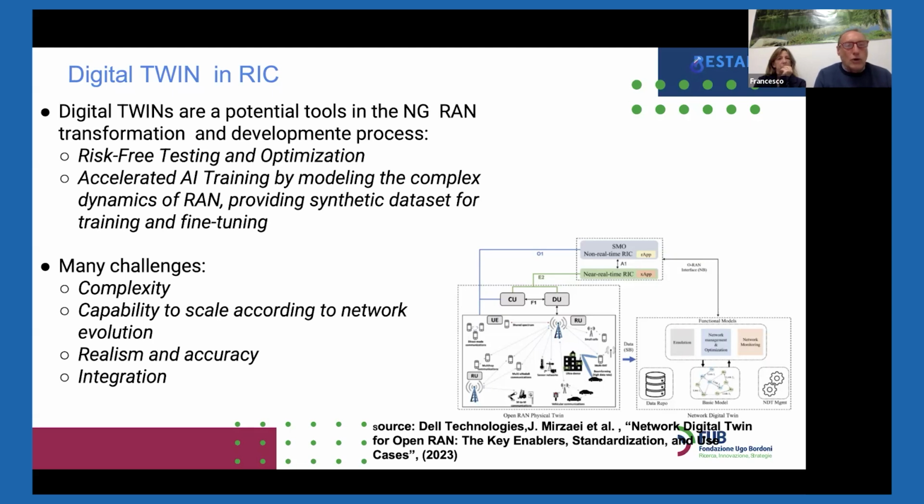So it's clear that the digital twin is mainly based also on intelligent elements, because it tries to understand what happens outside and inside the network, and tries to give solutions to improve network performance. In particular, we can see different features of the digital twin: the capacity to scale according to the network evolution, realism and accuracy, and integration. Next slide, please.